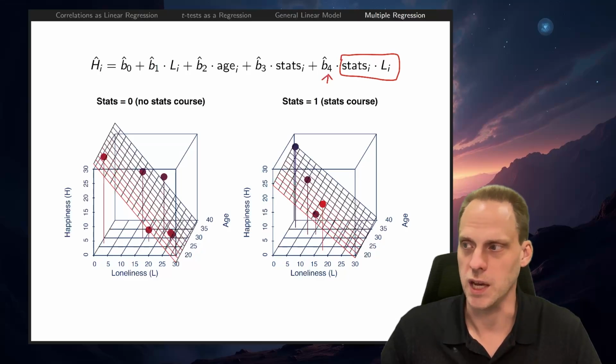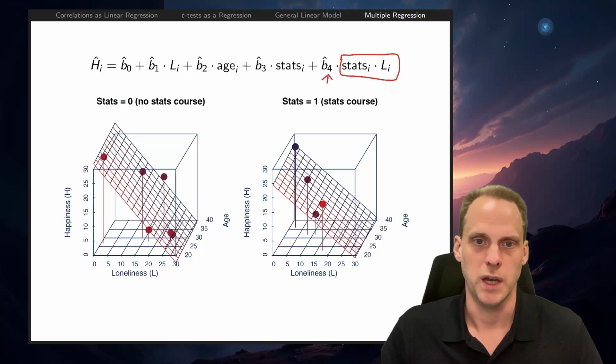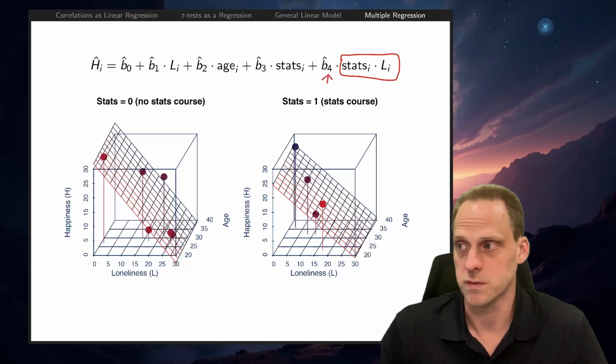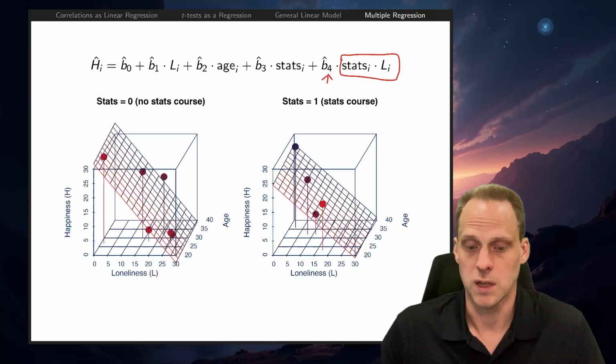Multiple regression can be as big as you want it to be. You can put age in there, stats, but also age times stats, for example, or some interaction effect, and that's what we will see later as well.